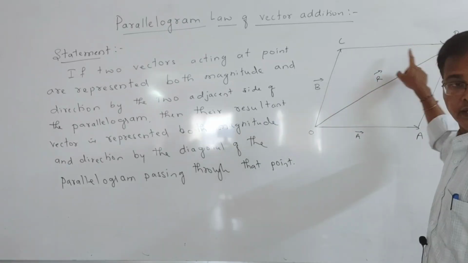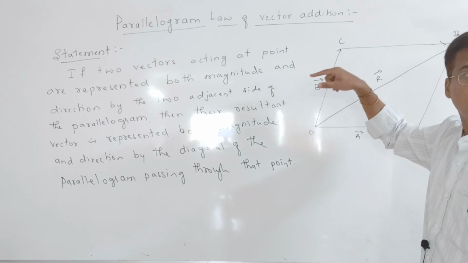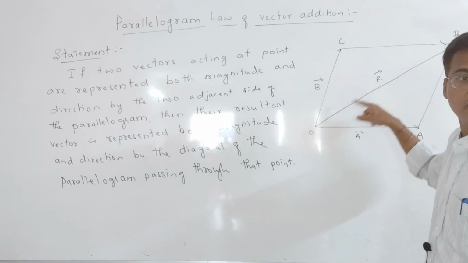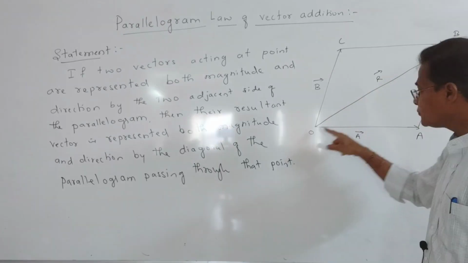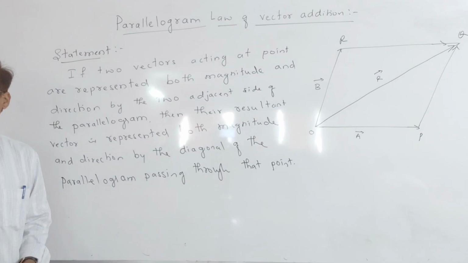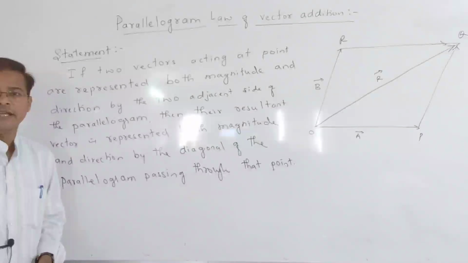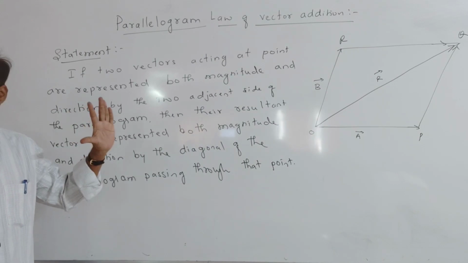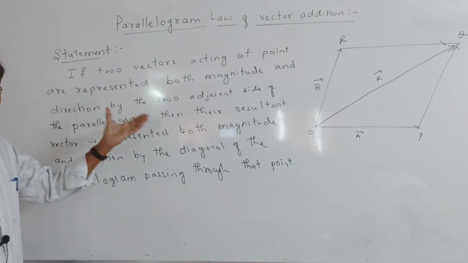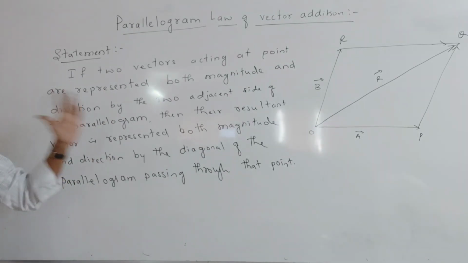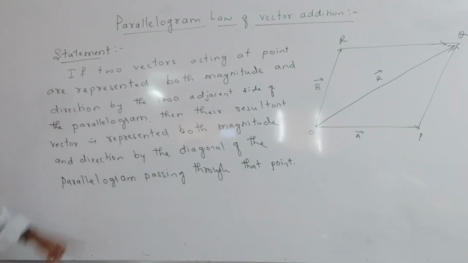So it is represented by the diagonal of the parallelogram passing through the same point. Okay, so now see the statement, you can see the statement. See the statement, it is like this way. Once again I'll repeat, listen carefully because you people are saying something else. So please listen carefully. What is that statement? Statement you know, first understand ಮಾಡ್ಕೊಳ್ಳಿ.